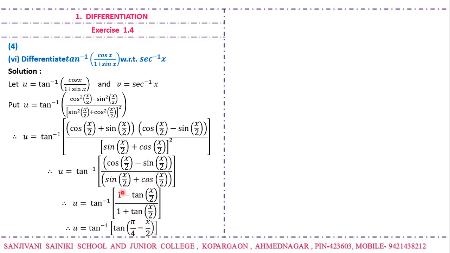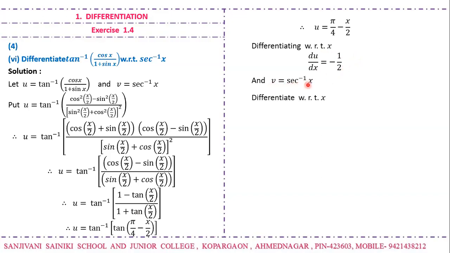How? Because I will put this 1 as tan pi by 4, and I will write this tan x by 2 as 1 into tan x by 2, and that 1 again I will replace by tan pi by 4. So here I get tan a minus tan b upon 1 plus tan a into tan b. That means tan of a minus b. So u is equal to pi by 4 minus x by 2. So du by dx is minus 1 upon 2.